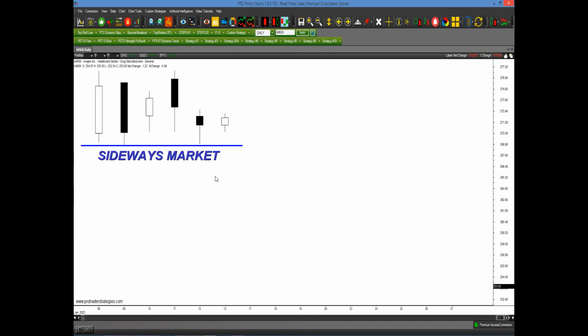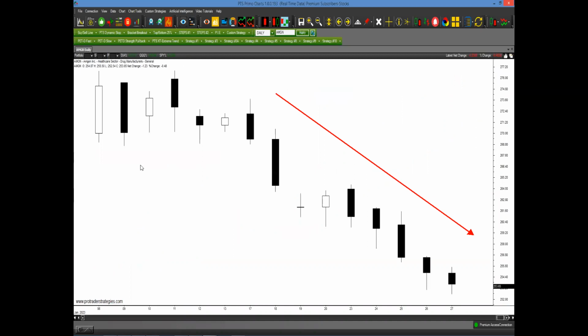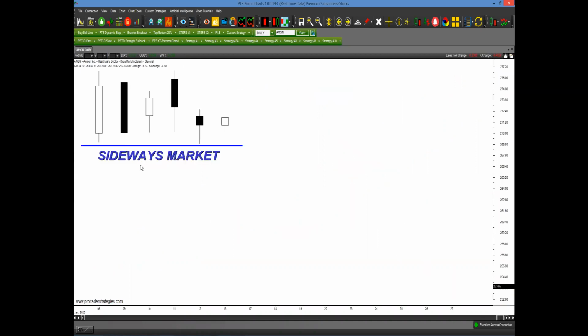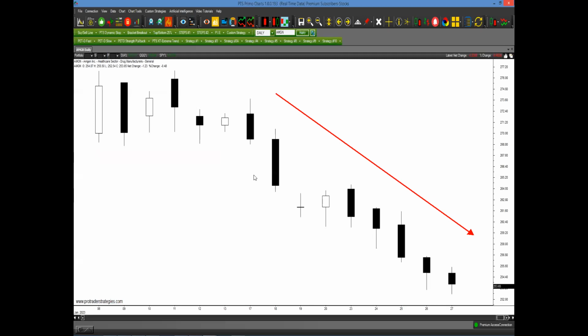Let's look at the next example. This is AMGN. Most traders would say we are in a sideways market, okay? And they may even say, hey, this is support. But look what happened after that. What happened to the sideways market? What happened to the support, okay?